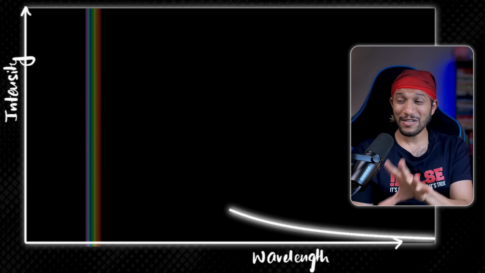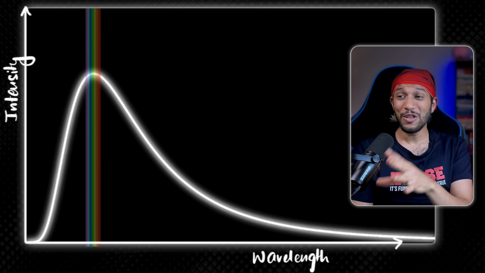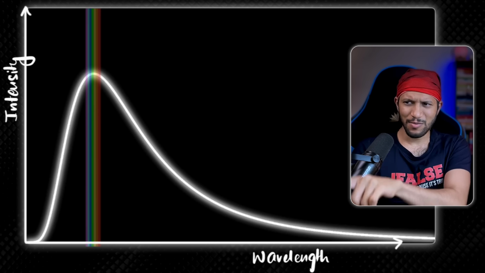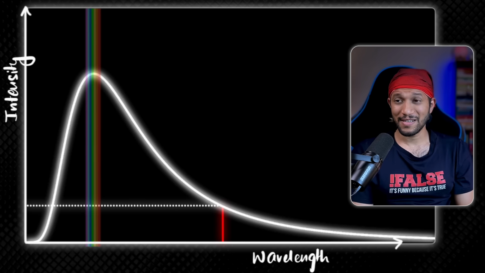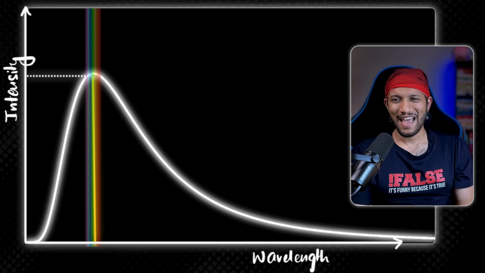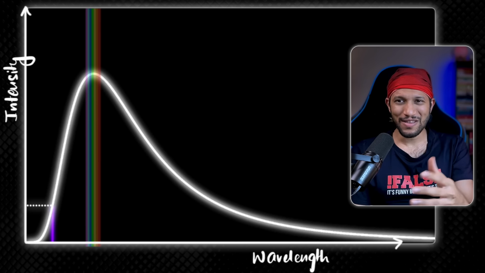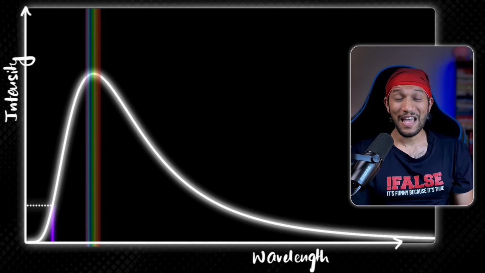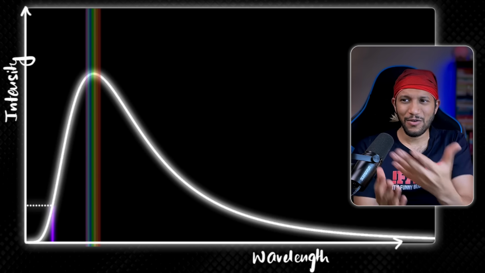If you draw the intensity versus wavelength graph, as you can see over here, notice that some wavelengths, like say this particular infrared, get very little intensity. But certain other wavelengths like this visible light get a lot of intensity. And some other wavelengths again, like UV light, again get very little intensity. And the big question was, why does the graph look like this?